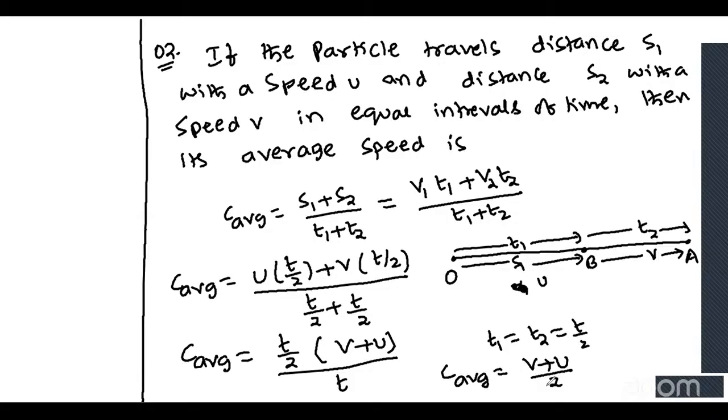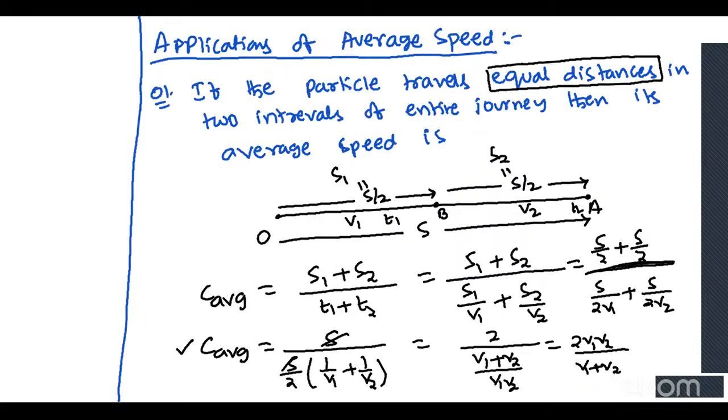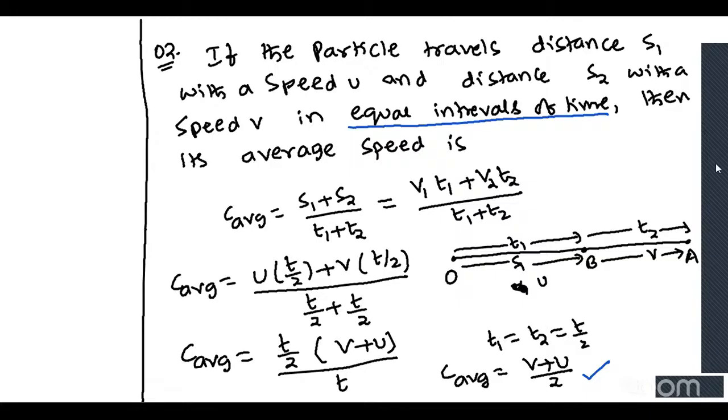So here you need to observe that whenever a particle travels in equal intervals of time, then we'll use this formula. For equal distance, it is 2 V1 V2 by (V1 plus V2).